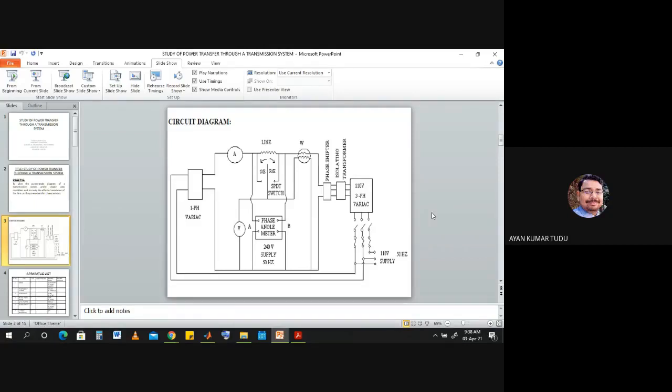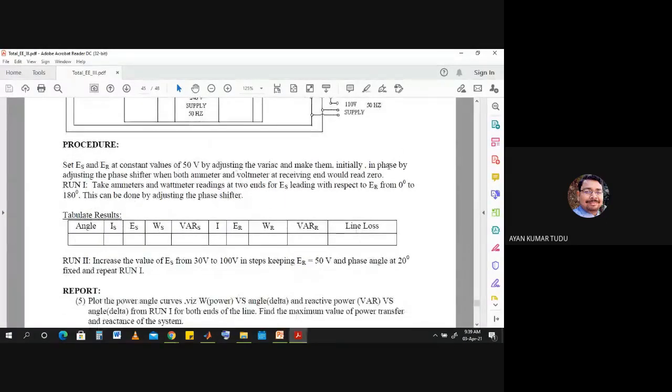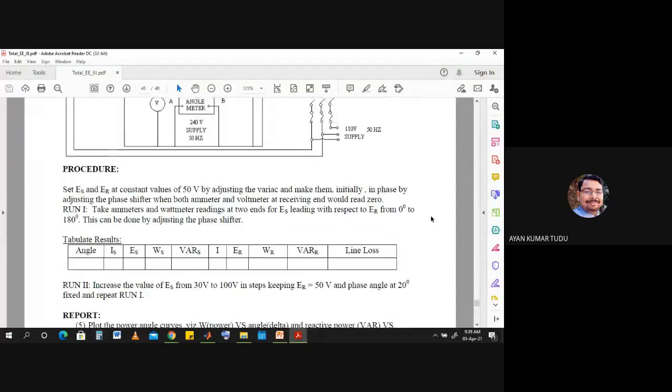It is a quadrature voltage boost and it is actually phase shifting. By using this phase shifting transformer, we are changing the angle between the sending end and the receiving end, and we'll be doing two cases. In run one there are two procedures. The first is that we'll keep the sending end and receiving end voltages constant. ES and ER are kept constant, and we'll be varying the value of delta, first tabulating the results as shown in the figure here.